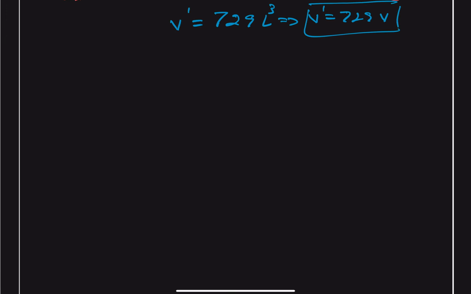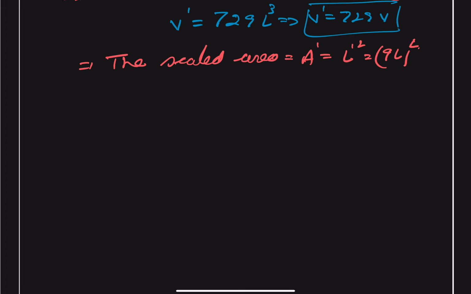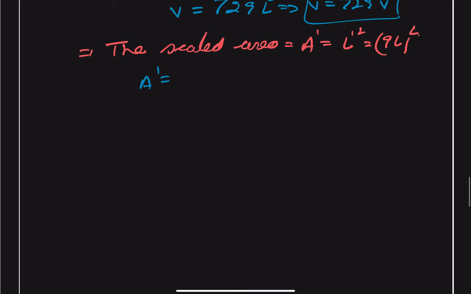Similarly, we can write the scaled area. If we represent it as A prime, it will be equal to L prime square, and L prime is 9 times L, whole square. So A prime will be equal to 81 times L square, and L square is our original area A. So A prime, the scaled area, will be equal to 81 times the original area.